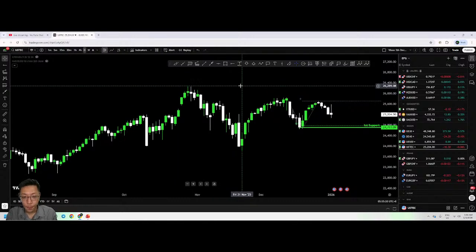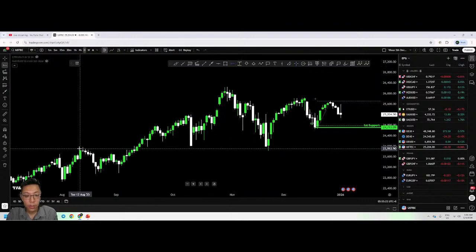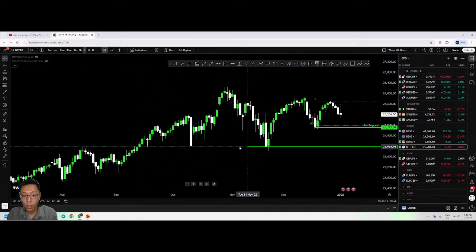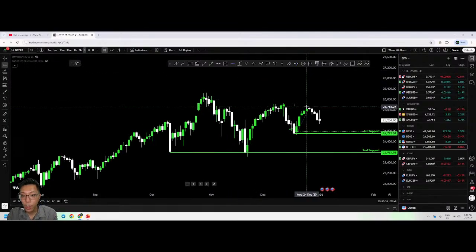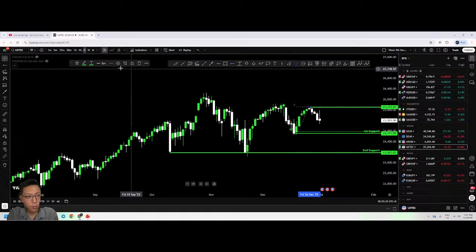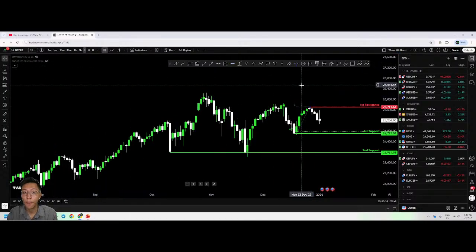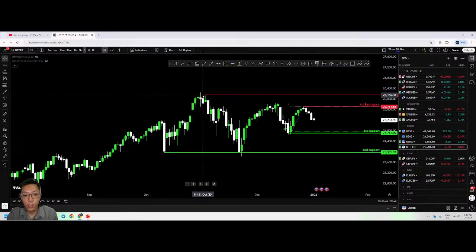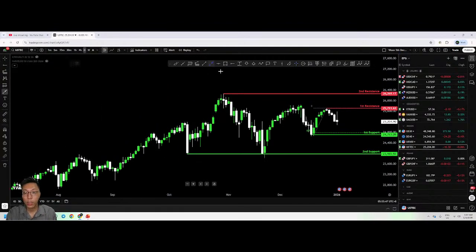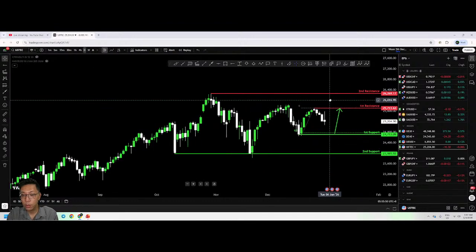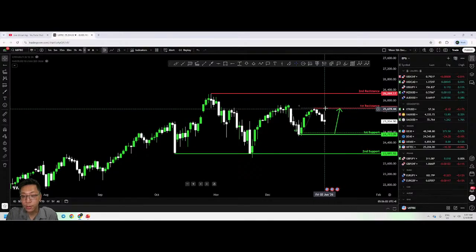Then the next thing is, of course, this is a crucial level as well for indices, my second support. Then this is my first resistance. And my second resistance is at this level over here. So we are looking for a bounce off this first support towards this first resistance, and then we shall see whether price will be consolidating or it will rise and break past this high.